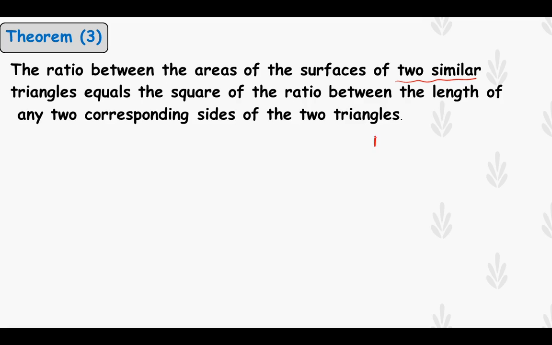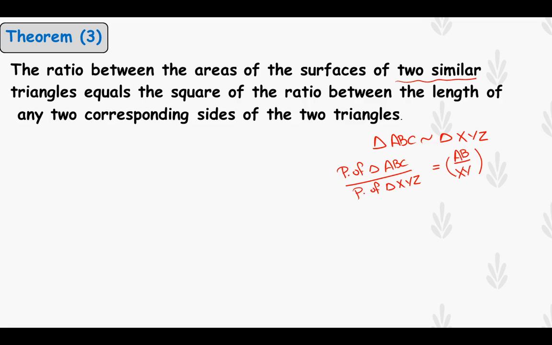So, if triangle ABC is similar to triangle XYZ, we all know that the perimeter of triangle ABC over the perimeter of triangle XYZ, the ratio between the two perimeters, equals the ratio between any two corresponding sides, AB over XY. This is from the first lesson.